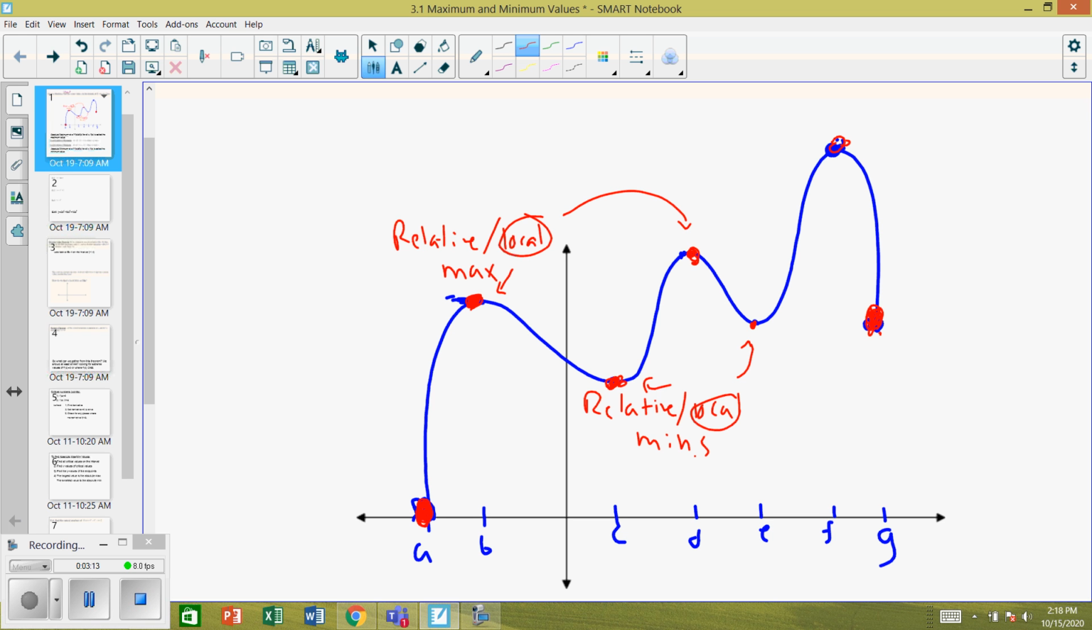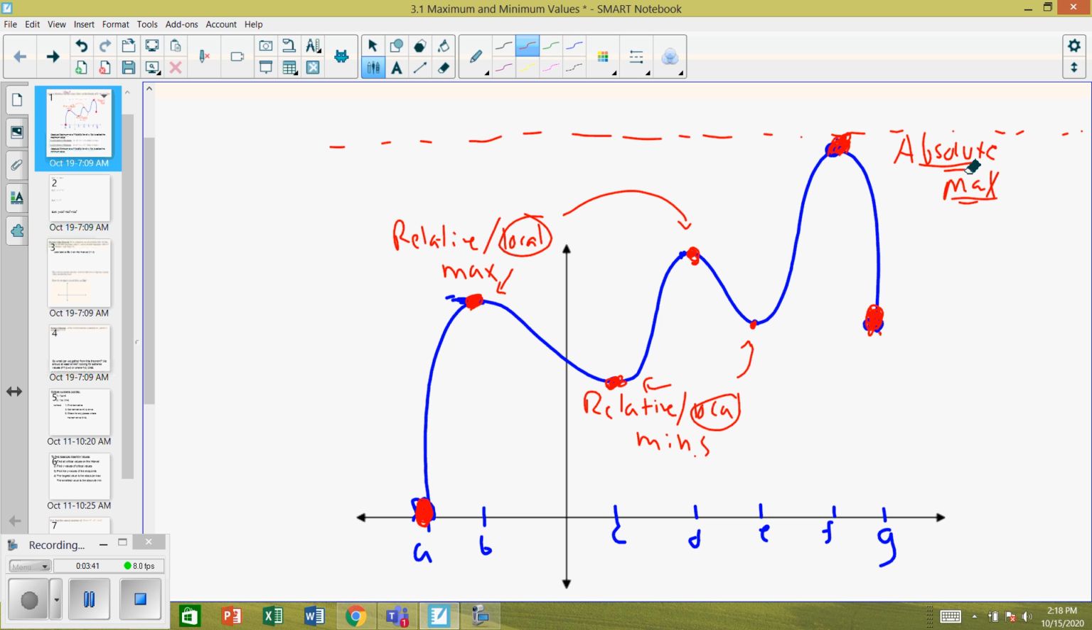What about this point right here? If I were to draw a horizontal tangent line to it, is there any point on this graph, on this closed interval, that is greater than that point? I think you can tell that the answer would be no. So what we call those is an absolute extrema. In this case, it's an absolute maximum.